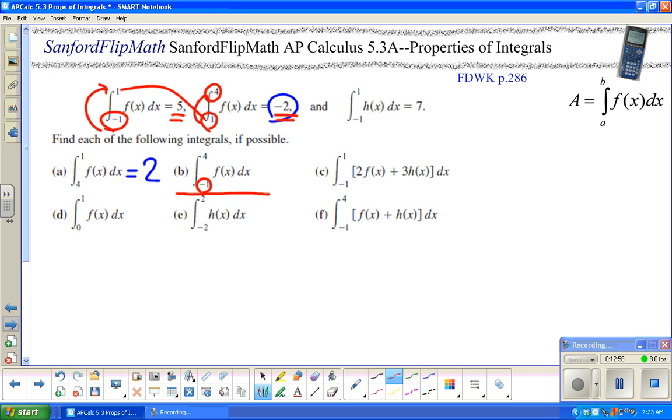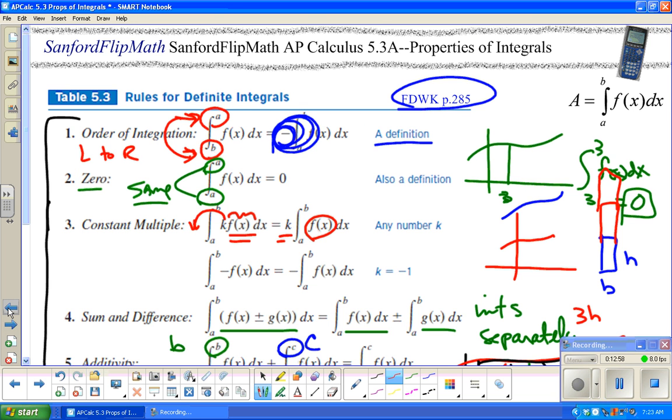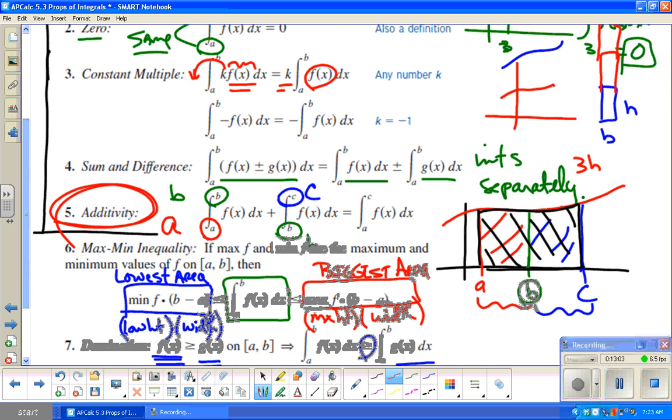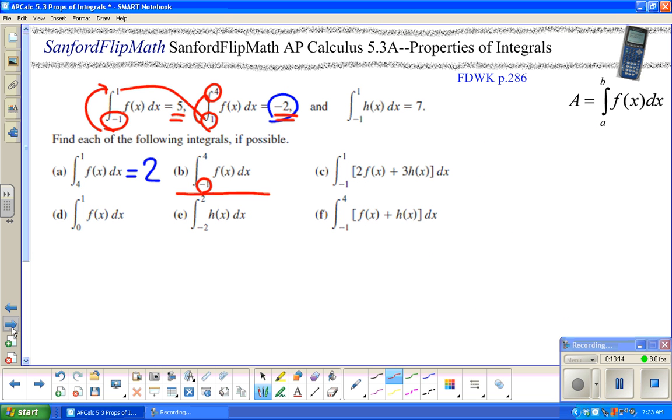So this is number 5. That gets used a fair amount. So here's 1 to 4 and 4 to 5, or no, I'm sorry, it was -1 to 1 and then 1 to 4. That's what it was. -1 to 1 and then 1 to 4. So this becomes, not plus, sorry, equals 5 plus -2, also known as 3.